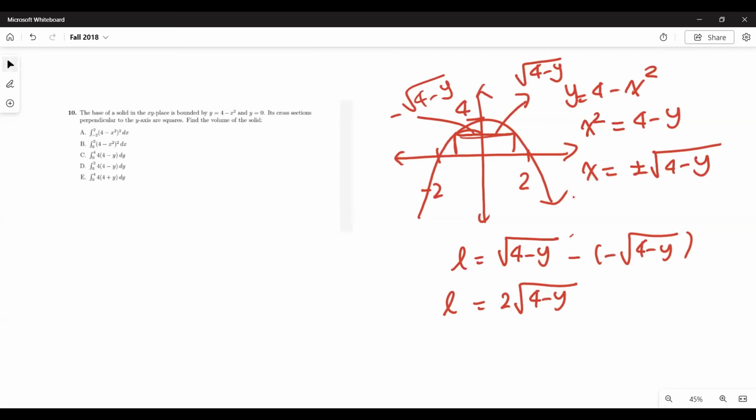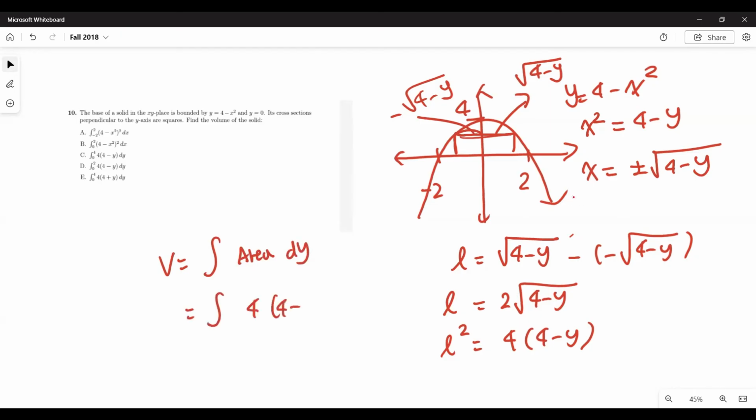This is the length of the square, and the square's area is just length times length. So L squared becomes 4 times 4 minus y. So the volume of the solid would be area dx, area dy, my bad. So this becomes 4 times 4 minus y dy, integrating from 0 to 2. Oh, I'm sorry, 0 to 4, because in the graph it's with respect to y, so 0 to 4. So this becomes C.